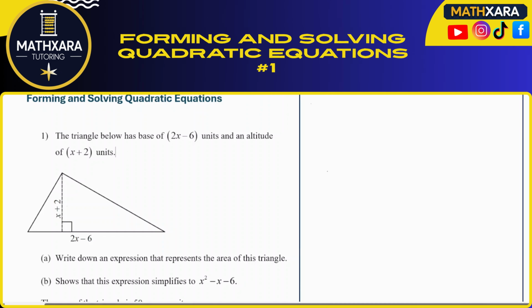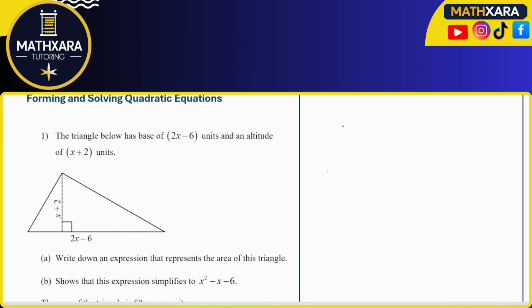Today's topic is forming and solving quadratic equations. We'll take a look at two questions today. The first one reads, the triangle below has a base of 2x minus 6 units and an altitude of x plus 2 units. The first question says to write down an expression that represents the area of the triangle.